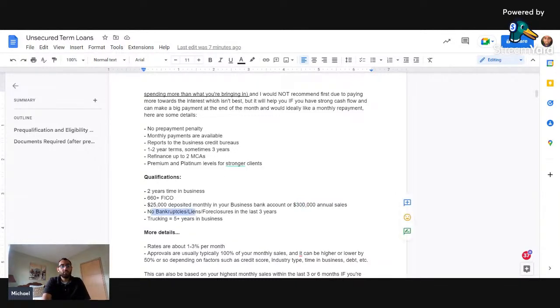There are no bankruptcies, no liens, foreclosures in any of the last 3 years. So similar to the other one. Trucking, and I wanted to make this clear. If you're in this business, but you don't have 5+ years in business, it really wouldn't work and wouldn't be in your best benefit to go for a monthly repayment until you get to that stage. And I know the market shifts, but that's where we are right now. And it's been like this for some time.